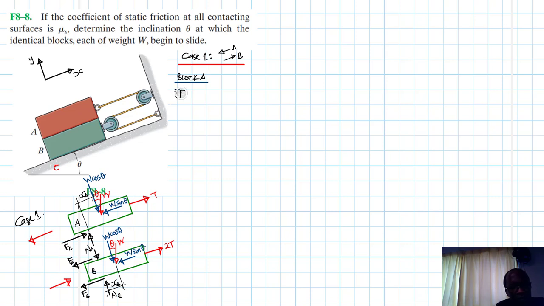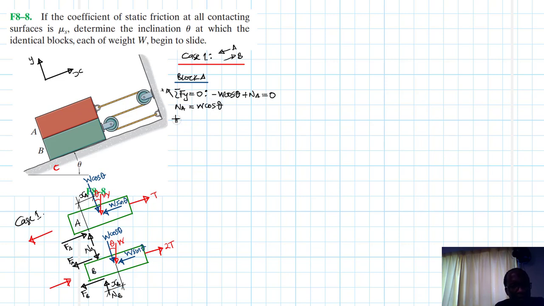Summation of forces in the Y equal to 0, going up in our reference, not really up, is inclined, going in this direction. Okay, positive. What do we have? We have minus W cos theta plus NA equal to 0. Therefore, our NA is just going to be equal to W cos theta.